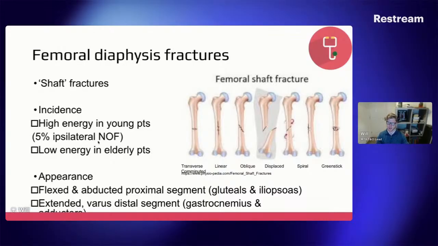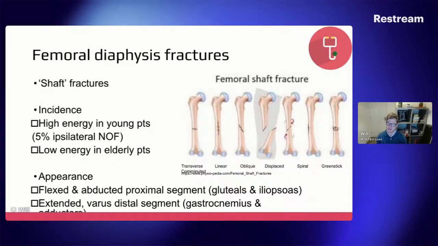So what do we see in femoral diaphysis fractures that allow us to tell the difference between them and a hip fracture? Well, first of all, you're going to see quite a similar proximal segment as you would for a hip fracture. You're going to see flexion of the hip and abduction. And this comes down to actually the same muscles that were causing it in a neck of femur fracture. So the flexion comes from iliopsoas, and the abduction of the hip comes from the stronger gluteals relative to the adductors.